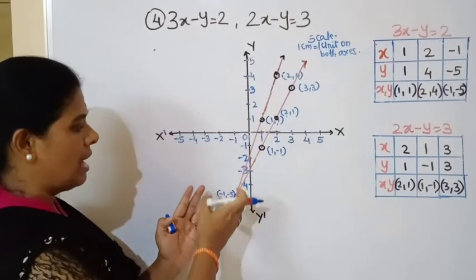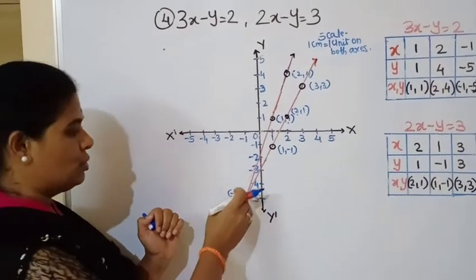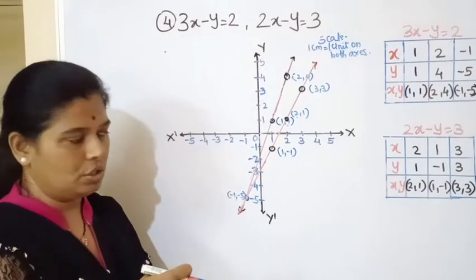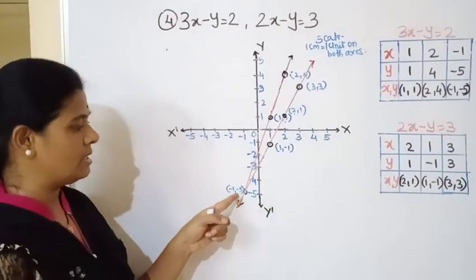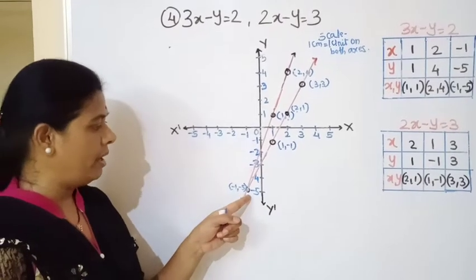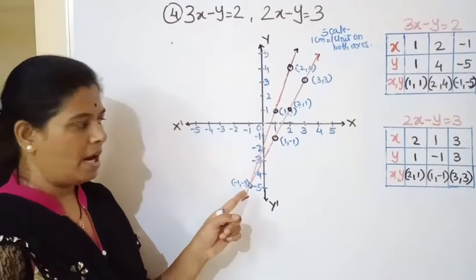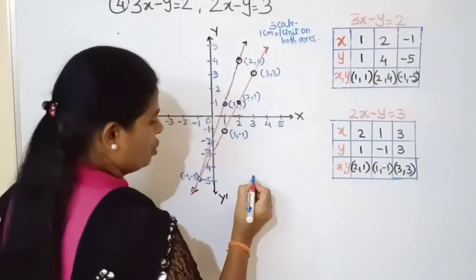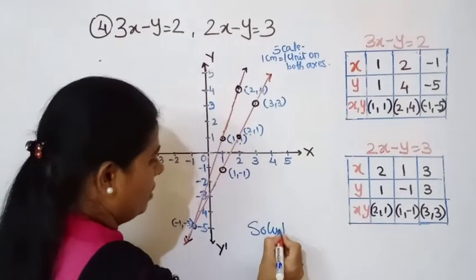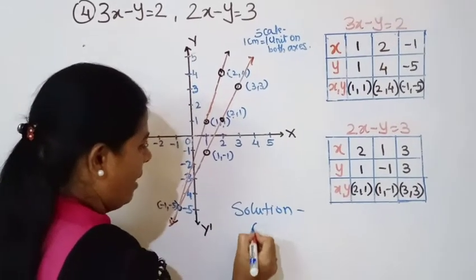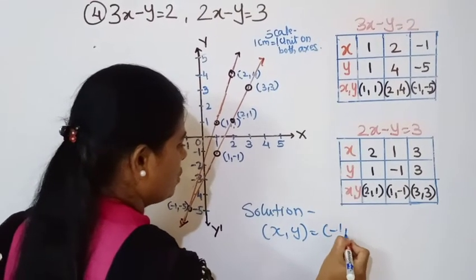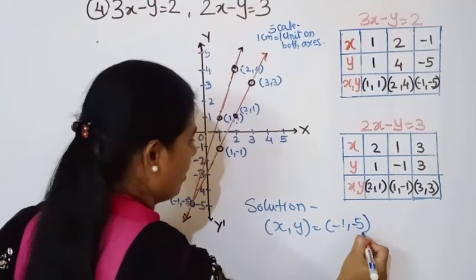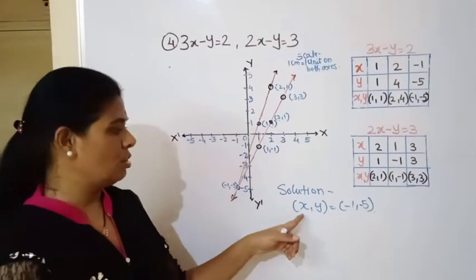Now you have to extend both these lines such that they intersect each other. You can see that the first and the second line are intersecting at this one point, that is -1 comma -5. So the solution of this equation, that is x comma y, is equal to -1 comma -5. Okay, so this is the solution of this equation.